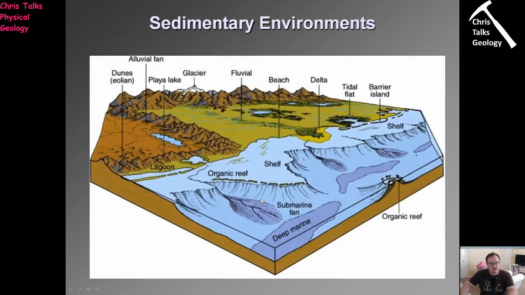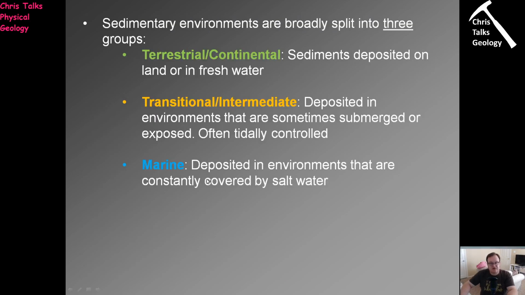Alright, so this is another diagram we've already seen before. As you can see, it lists several environments of deposition on both the continental setting, the marine setting, and of course the transitional setting, or the intermediate setting. So, as we just touched on, there are these three broad groups of environments of deposition. There's the terrestrial or continental setting. That covers sediments deposited on land or in fresh water. So that covers things like glaciers, deserts, but it also covers sediments deposited by rivers.